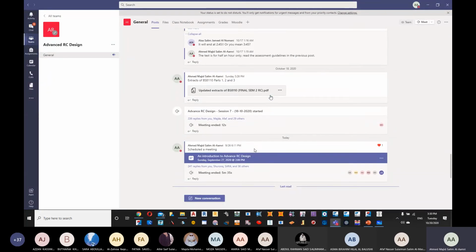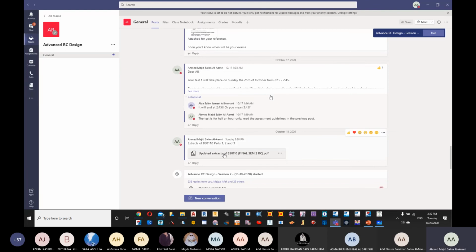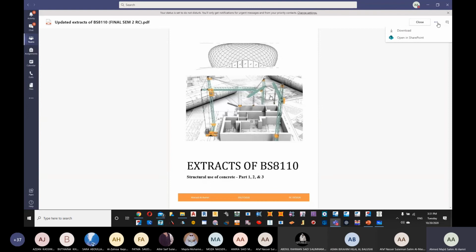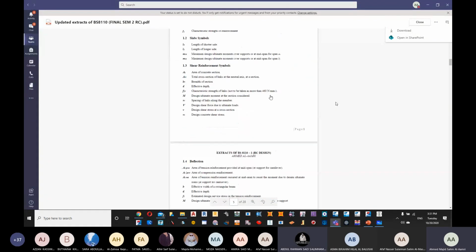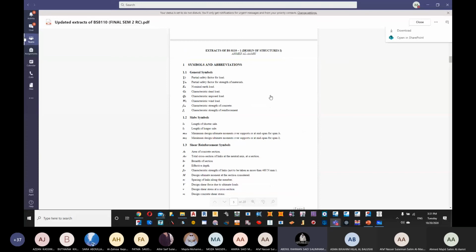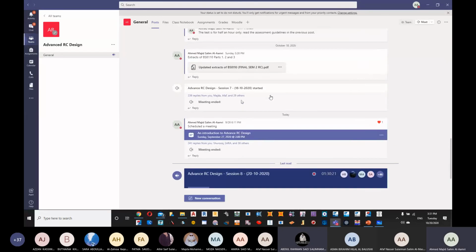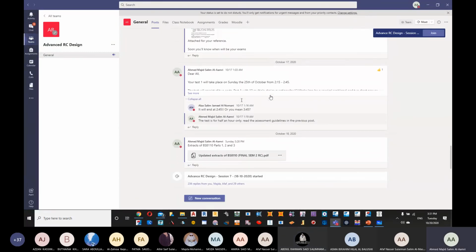Okay, now if you can see this one, the updated extracts are here. Abdurrahman, can you see? Yes, sir, I can see it. Okay, so you can see it here. It should be opening for you, I believe. You can go and download it. It's available. I downloaded it now.